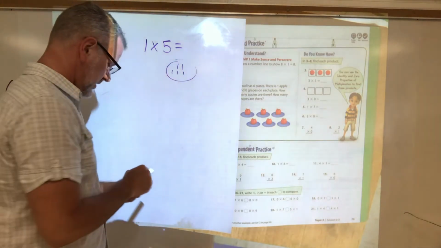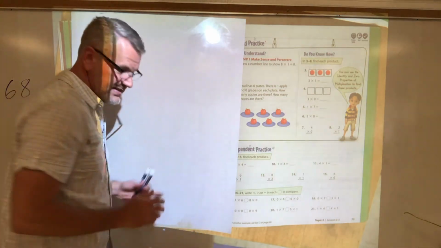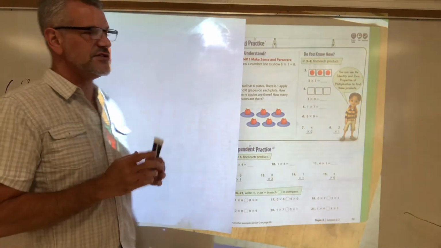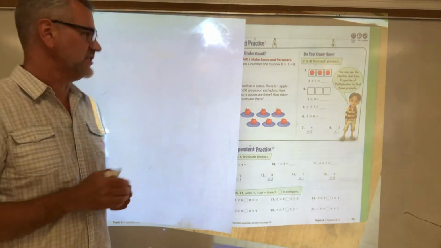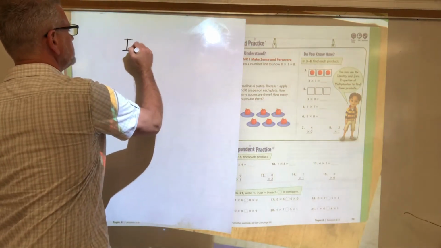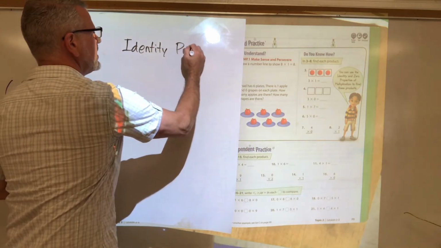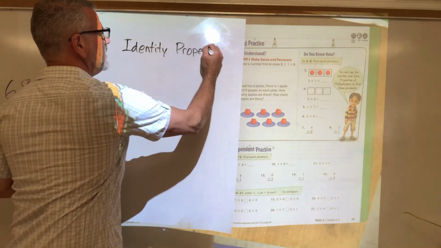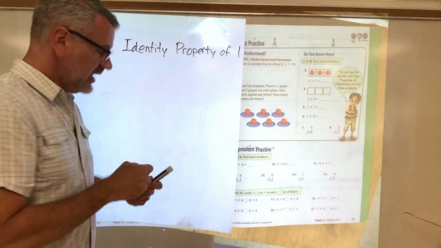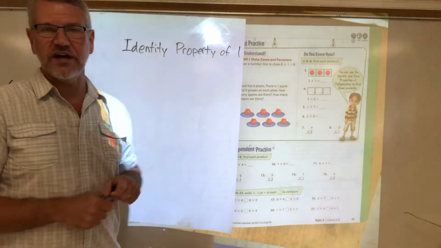That's 5. So with the number 1, if you are multiplying times 1, if 1 is a factor in the problem, the answer is always going to be the other factor. We actually call 1 the identity property. It has a special name, the identity property of 1 in multiplication, which says anytime you multiply with 1, you get the other factor as an answer.